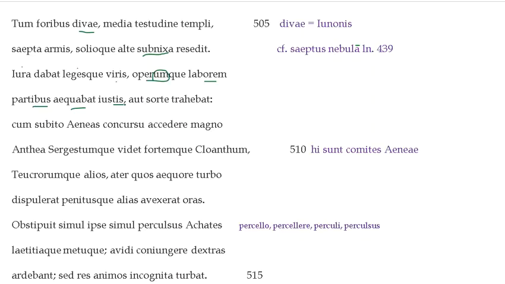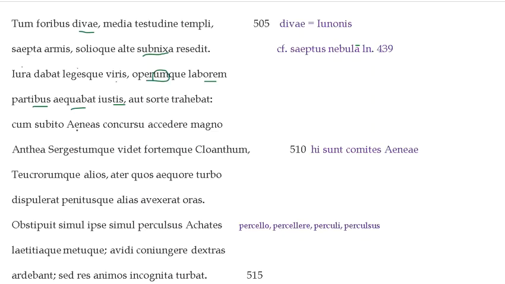Partibus justis, or trahebat sorte. Here, sors is literally a wooden slip or block, or even something like a wooden straw. So she was dragging them by lot, or assigning them by lot. Cum, so all that was going on. Cum subito, when suddenly, Aeneas concursu accedere magno ante sergestumque videt fortemque cloantum.